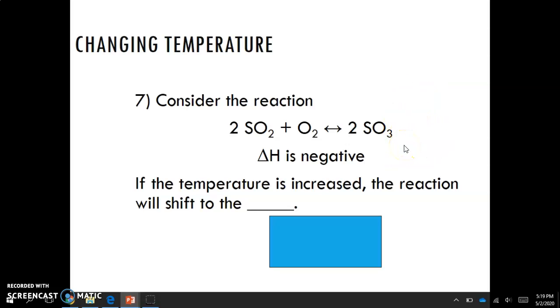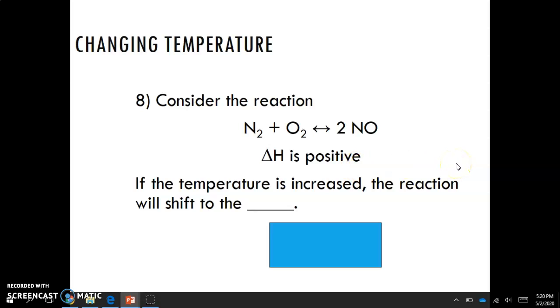So it says if the temperature is increased, the reaction will shift to the left. Now, why is that? Because if we are getting an increase in temperature, right? So if our temperature is increasing and our delta H is negative, this is exothermic. So the heat is being released on the right side, right? So heat is being released just as a part of the exothermic reaction. So if we've got a lot of heat, we're not going to shift to the right to produce more heat. We're going to shift to the left, right? In the opposite way.